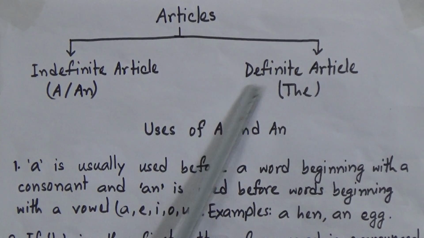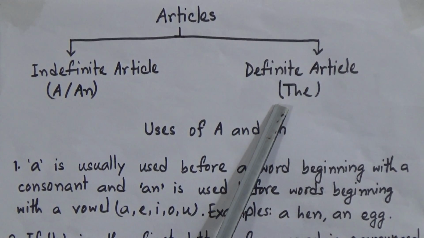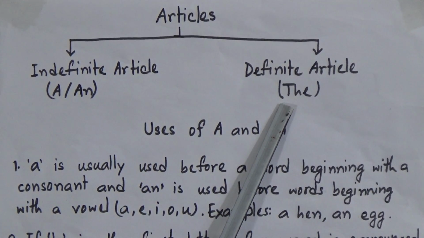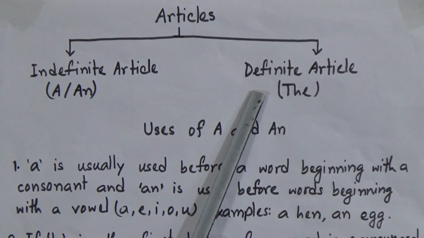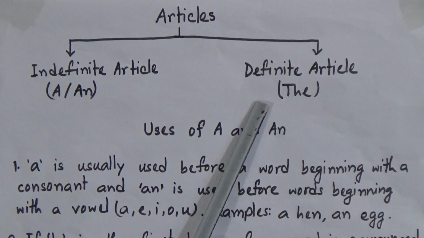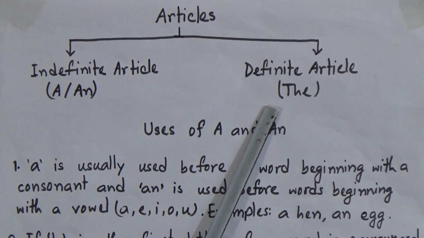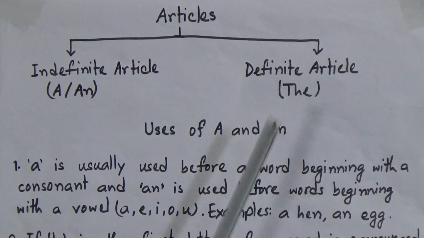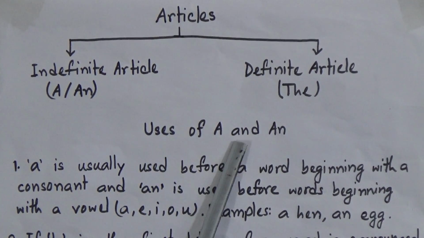Now look, the definite article. Definite article is THE. That means the word THE is called the definite article, and we use it to refer to a particular person or thing. That's why it is called definite article, and we can use it before both singular and plural nouns. Today we will know the uses of A and AN.